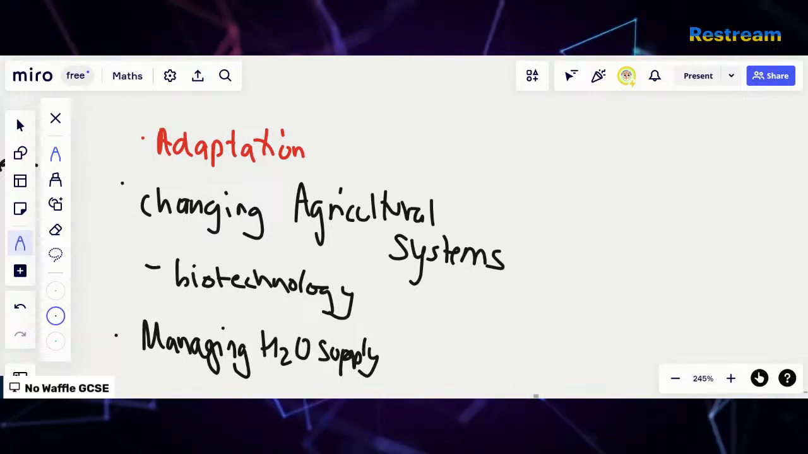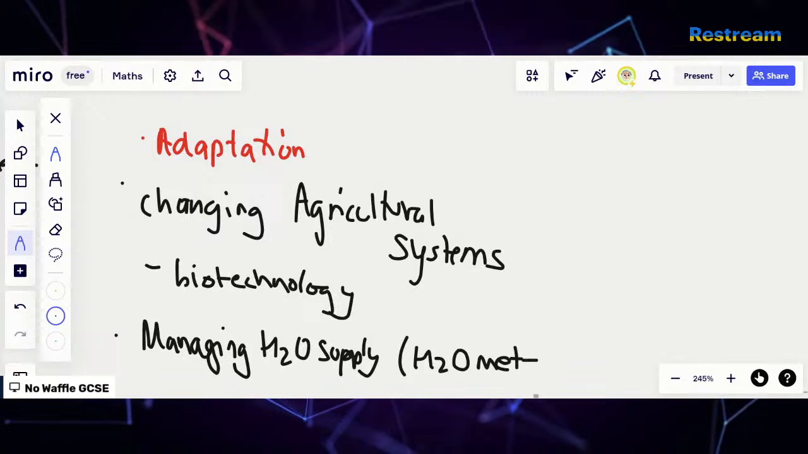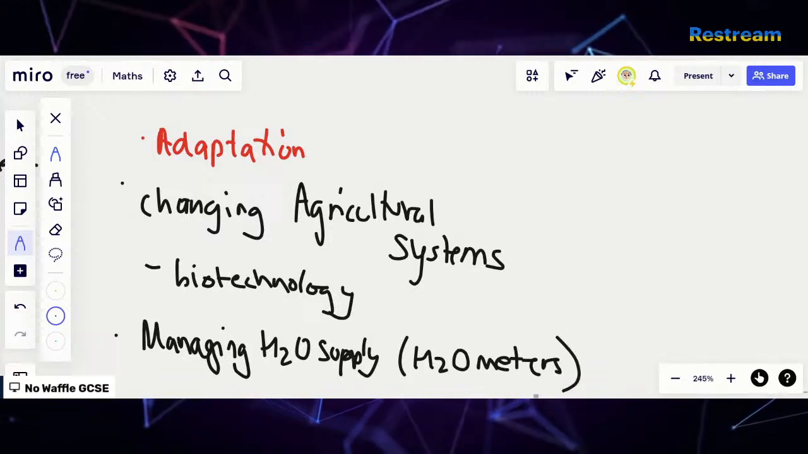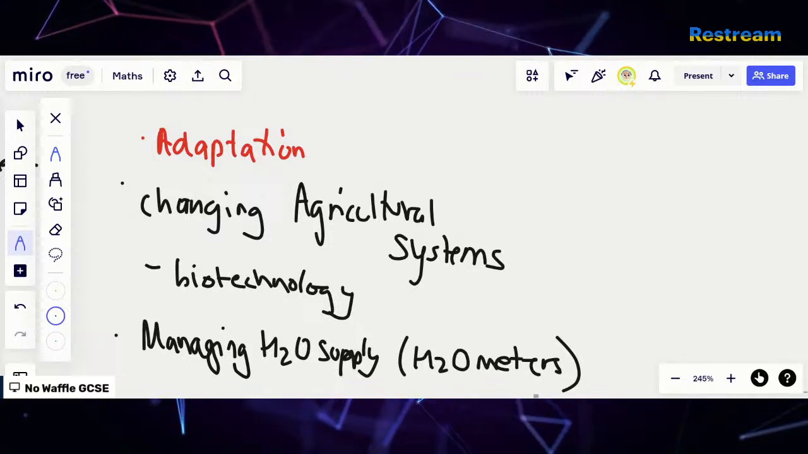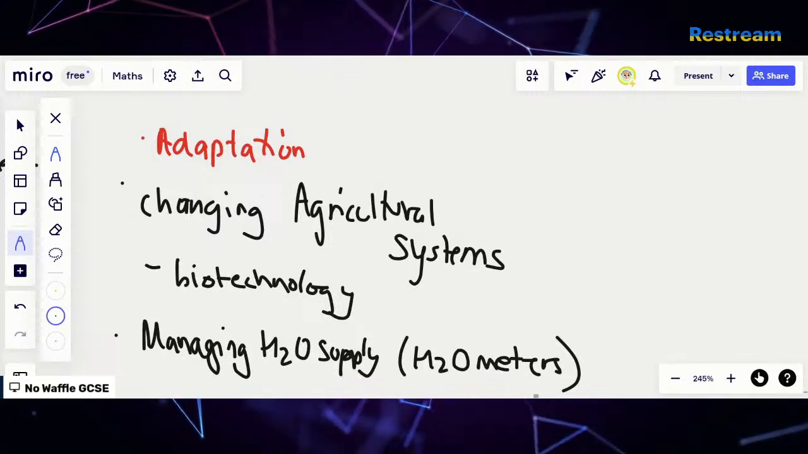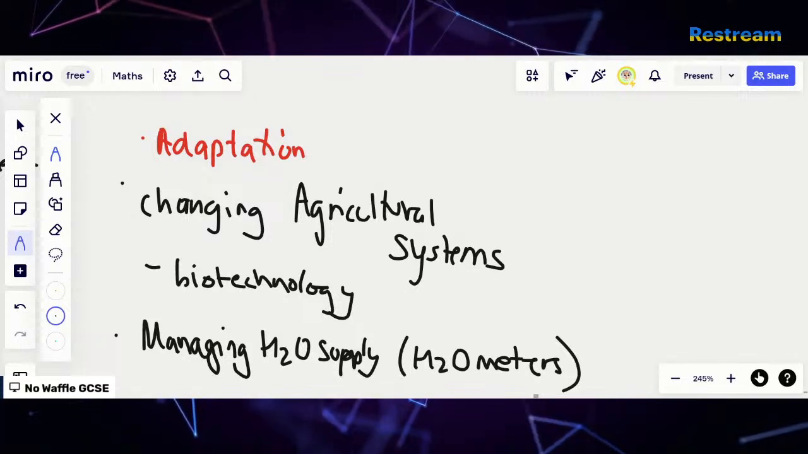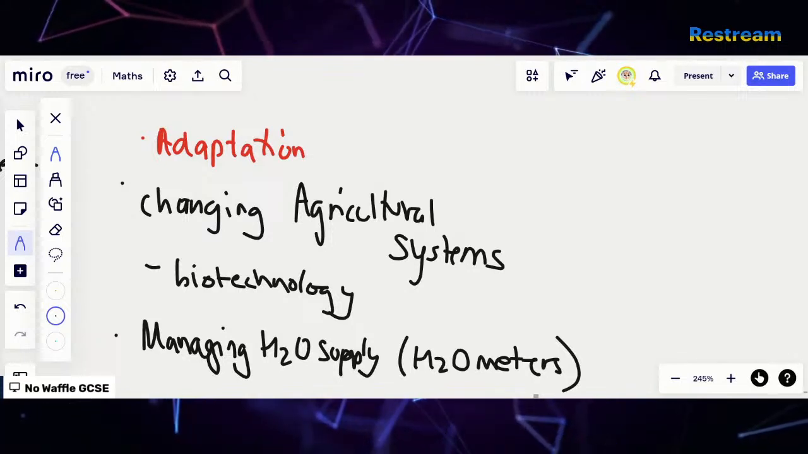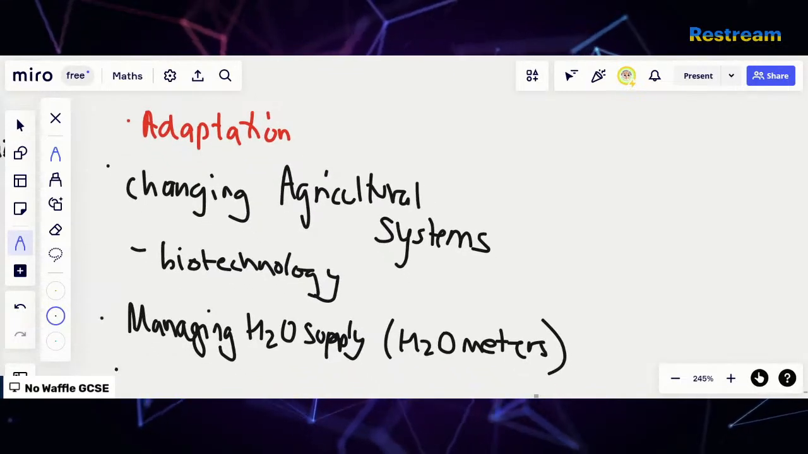So, things that we could do is use water meters. Now, water meters are supposed to discourage excessive water use by telling you how much water you've used. Things also like recycling rainwater and recycling wastewater to be collected and recycled. Now, the final method of adaptation is coping with rising sea levels.